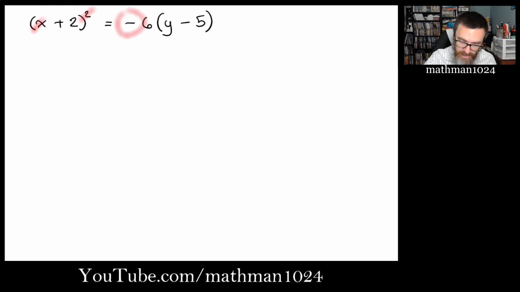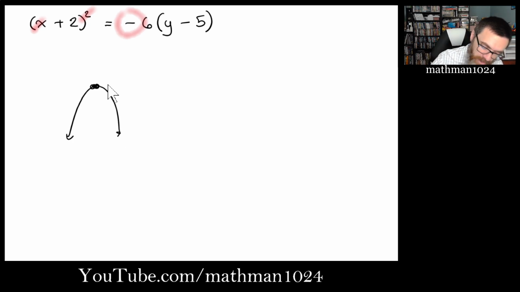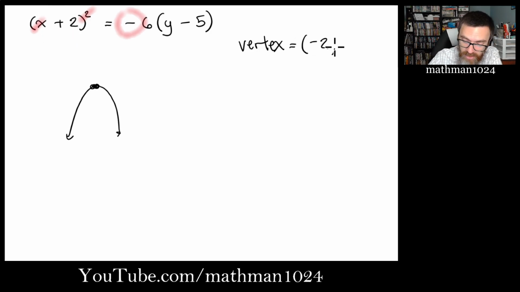So let's scroll down here. We have a parabola that is opening upside down. Let's start off by finding that vertex. So the vertex, the x is going to come from what you see here with the x, so it's actually the opposite. So negative 2. And then the opposite of what I see here, so positive 5. So this is negative 2, positive 5.